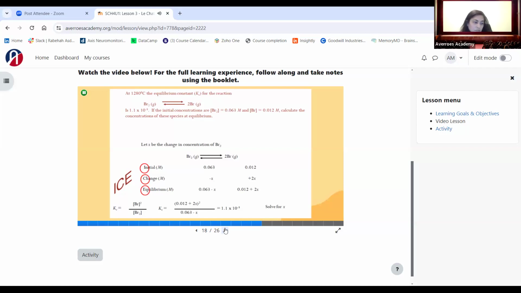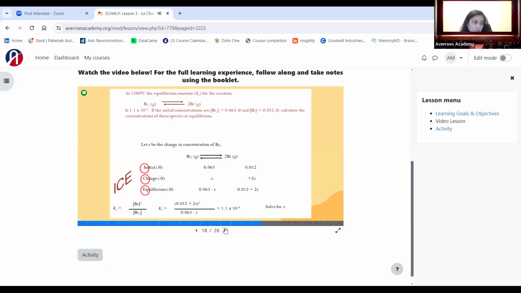And then for our equilibrium row, we're going to create an expression for that like we did in the last lesson. So 0.063 minus X. For Br, we know we have a 2 coefficient there, so our change is going to be plus 2X. So our expression for the equilibrium row will be 0.012 plus 2X.